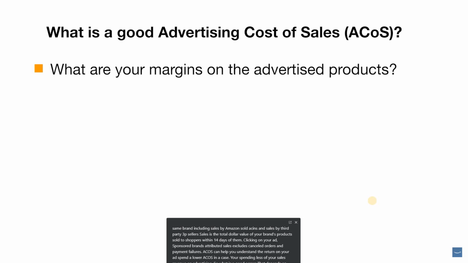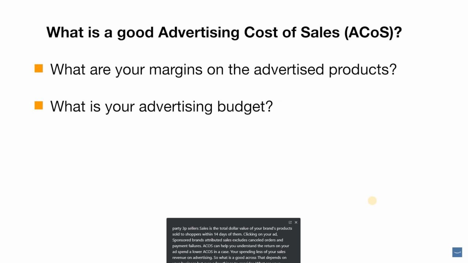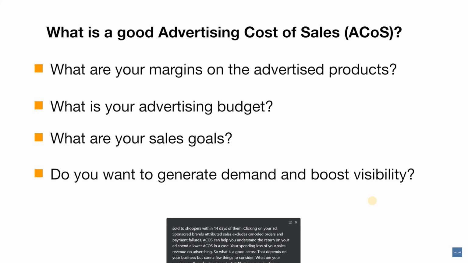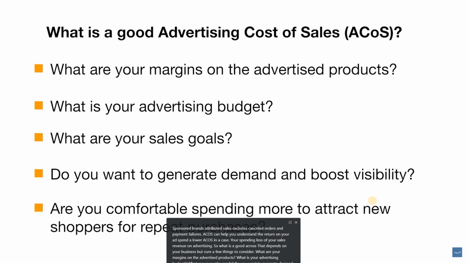What are your margins on the advertised products? What is your advertising budget? What are your sales goals? Do you want to generate demand and boost visibility? Are you comfortable spending more to attract shoppers for repeat purchases? Your business objectives will help you determine your target ACoS.